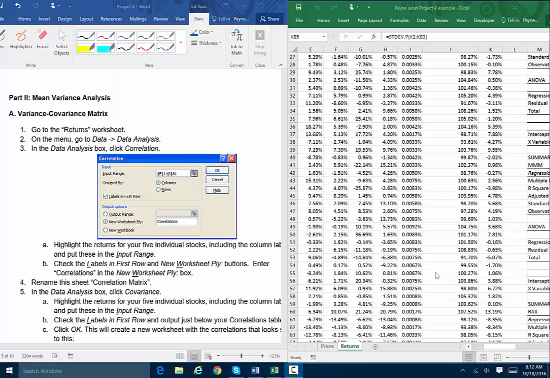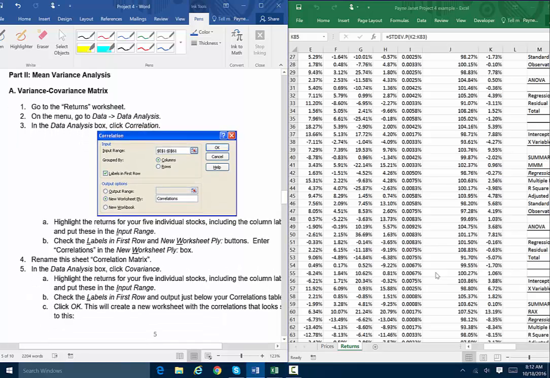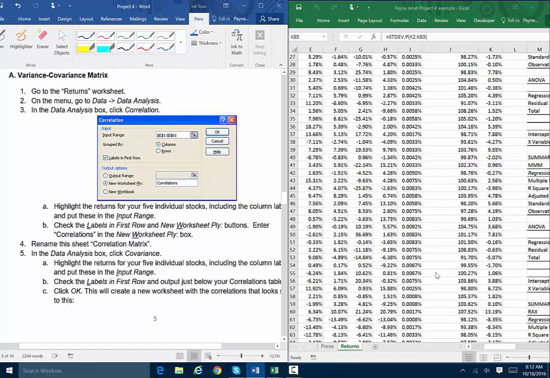Okay, so now we're going to start on part 2 of Project 4. This is the third video for Project 4. And we're going to do the variance-covariance matrix first. This first step says, of course, go to the returns worksheet, which is where we start.